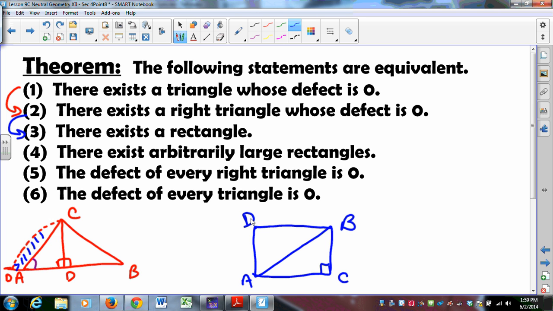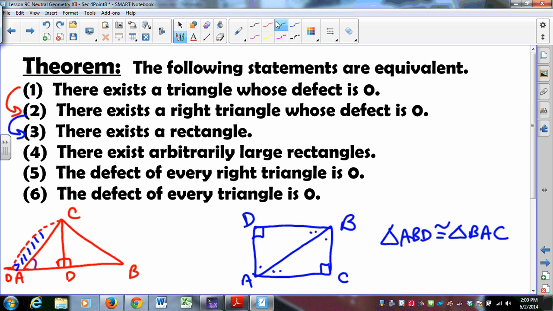Take a good look. If I have triangle ABD congruent to triangle BAC, then this angle and that angle have to add up to 90. That's 90 already. This angle and this angle have to add up to 90. Defect is 0. So if I have a right triangle whose angles add up to 180 degrees, I can create a rectangle.